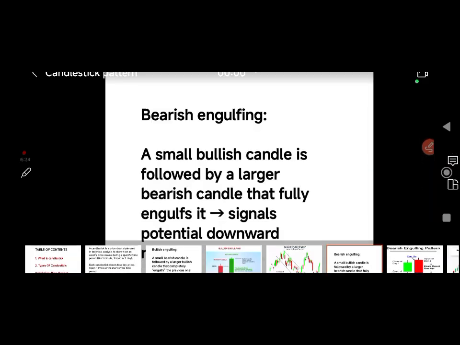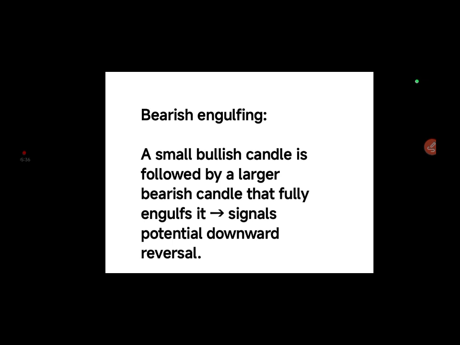Now let us look at bearish. Bearish engulfing candle is the opposite. You get it now. In a bearish engulfing candle, you can see a small bullish candle is followed by a larger bearish candle that fully engulfs it, signalling a potential downward reversal. Do you hear that? Whenever you see a bearish engulfing candle, it signifies selling pressure. That means the price is trying to come down, or the price is going to come down.